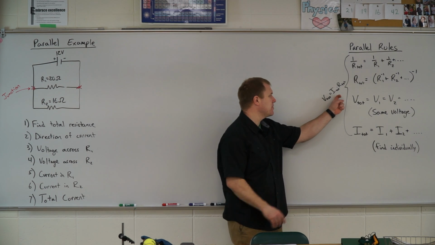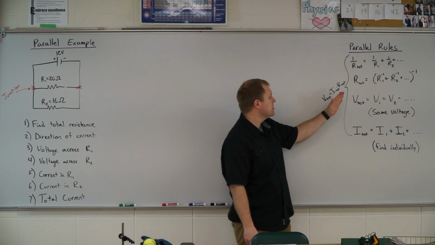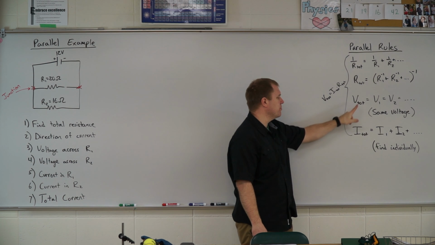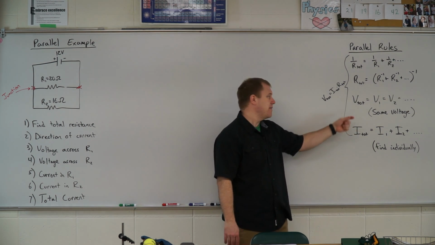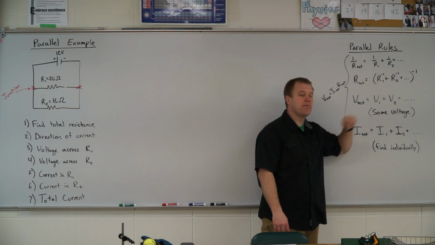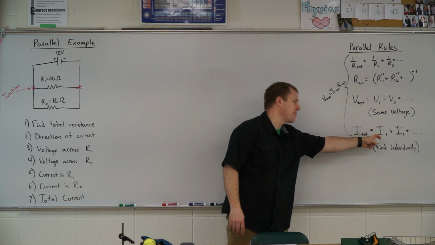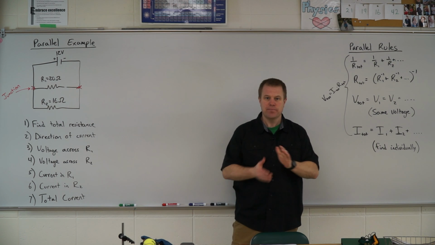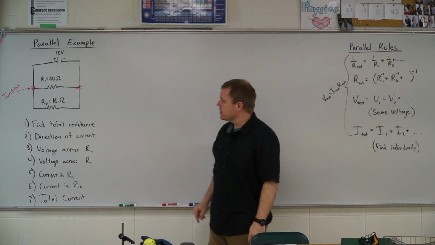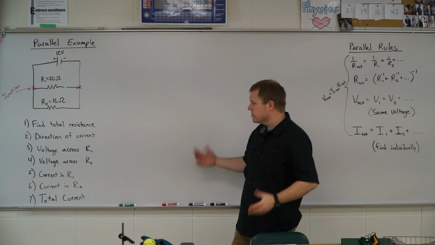Okay, so when we're thinking about this total equation, we're going to use it to find R total, V total, I total. And then we can use that V total to say the same voltage all the way through. Use the individual resistances and the individual voltages to find the individual currents. All right, so let's give this a shot. So the first thing they want me to do is find the total resistance.